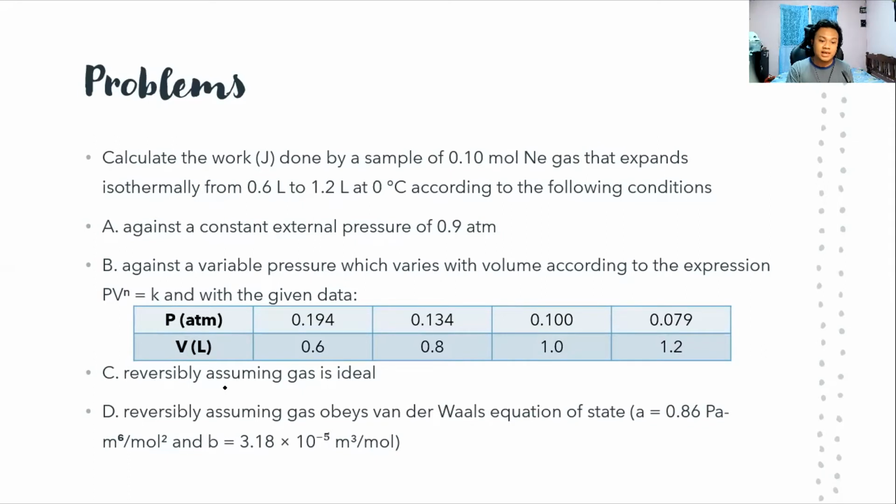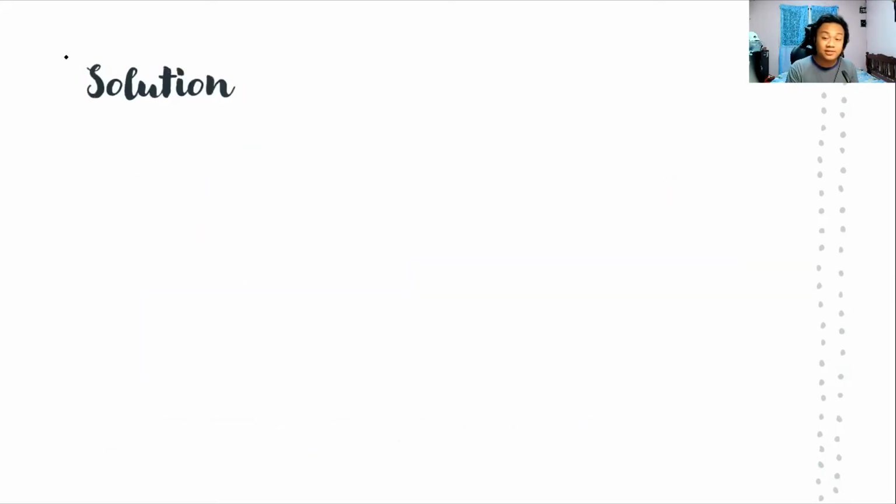And then reversibly assuming gas is ideal, this is actually the simplest because we are using the ideal gas equation. And then reversibly assuming gas obeys van der Waals. So van der Waals is again in the mix, okay? Van der Waals equation of state, and then we're given the A and the B. Okay, so let's go. Let's write the given first.